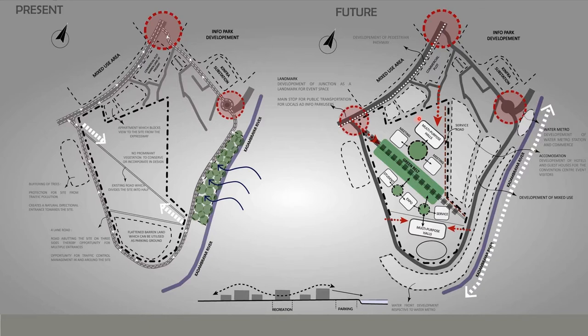Due to the proposal of the water metro via Kadambraya River, the junction 2 will develop as a major node for metro station. The southern portion of the site will be developed as a waterfront area with respect to the water metro proposal.